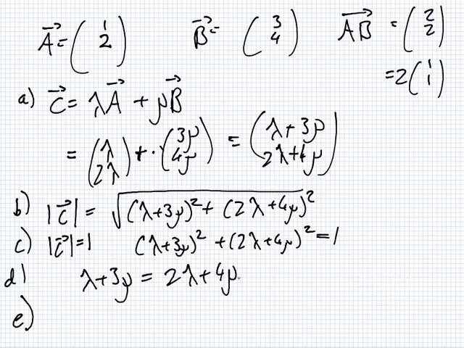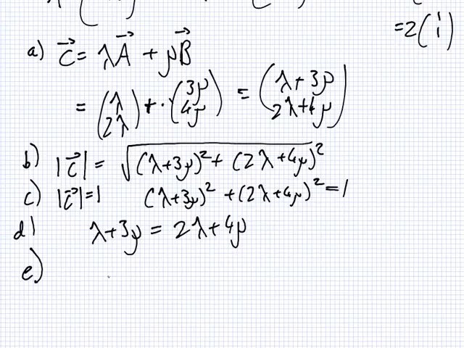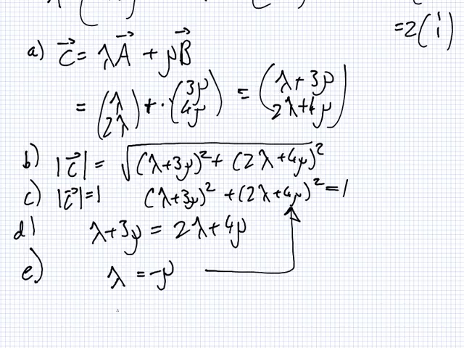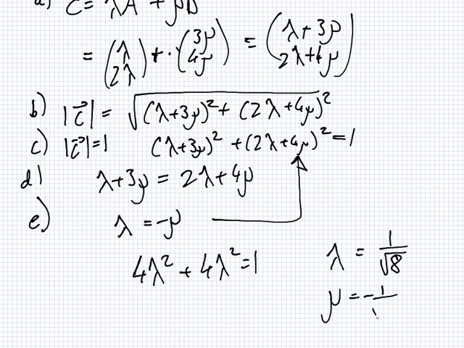Right. Okay, let me see. Say lambda equals minus mu. Yeah, that's right. So then I can put that in here. So I get lambda minus 3 lambda is minus 2 lambda, squared is 4 lambda squared. 2 lambda minus 4 lambda is minus 2 lambda, squared is 4 lambda squared, equals 1. So lambda is 1 over root 8. And so mu is minus 1 over root 8.